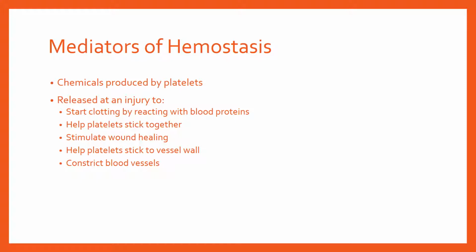Mediators of hemostasis are chemicals produced by platelets. What happens when injury occurs? They initiate clotting by reacting with proteins that float in the blood, and another important function is that they help platelets to clump or stick together. Clumping is usually a beneficial process, because it facilitates formation of the clot and hemostasis at the end. On the other hand, the mediators of hemostasis will also stimulate wound healing and also prevent clumping. They also facilitate the adhesion of the platelets to vessel walls. Also, they result in vasoconstriction; they support vasoconstriction of these vessels.